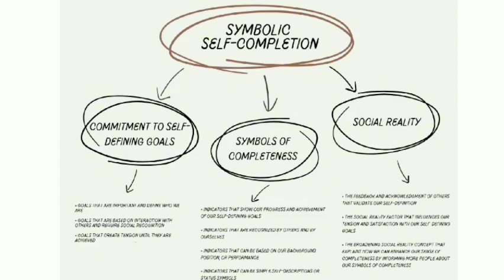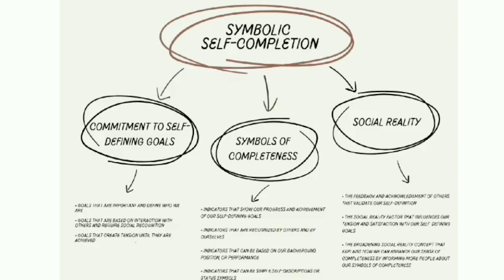Social reality. This is the idea that our self-definition depends on the feedback and acknowledgement of others. We need others to see and appreciate our symbols of completeness. This makes us feel more confident and satisfied with ourselves. For example, a writer might feel more complete if their book is published, reviewed, and read by many people.